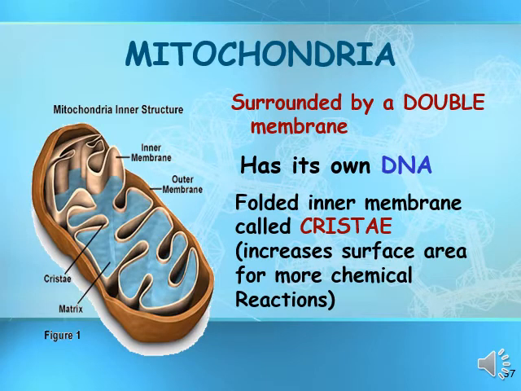The folded inner membrane is called cristae, which increases the surface area for more chemical reactions. More chemical reactions can occur through the increased surface area provided by these cristae.